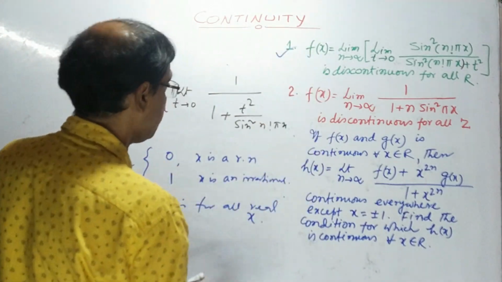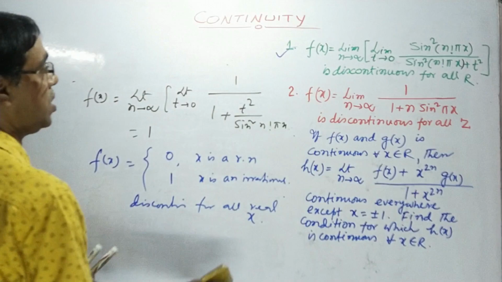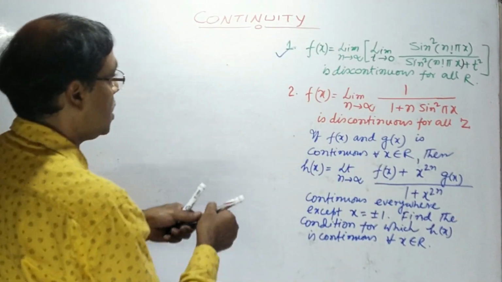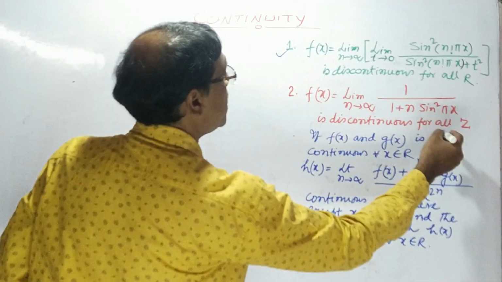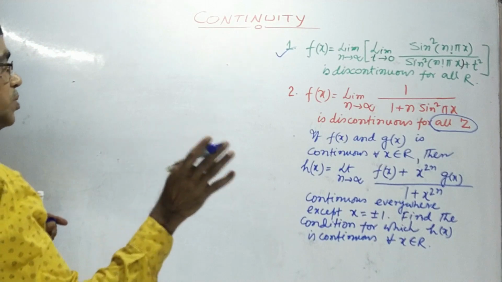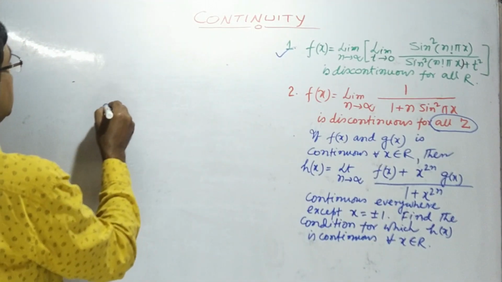So problem 1 is solved. Now the second problem is similar to problem 1. Here we divide into two parts: one where x belongs to Z, another where x does not belong to Z.